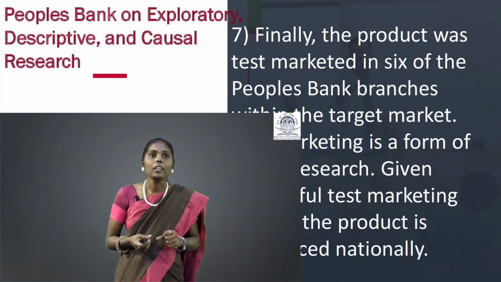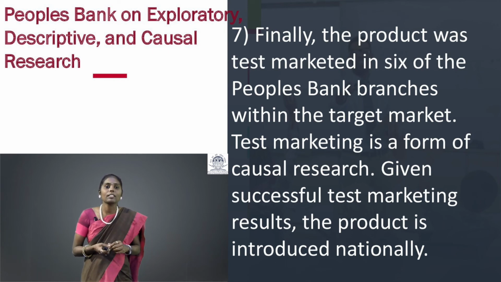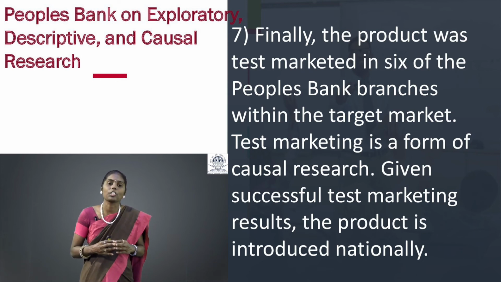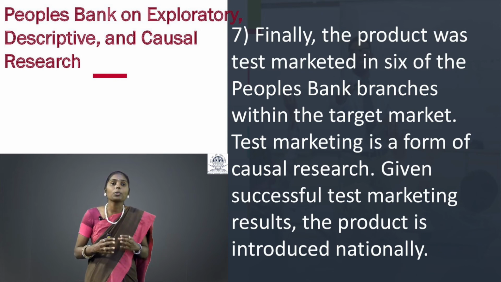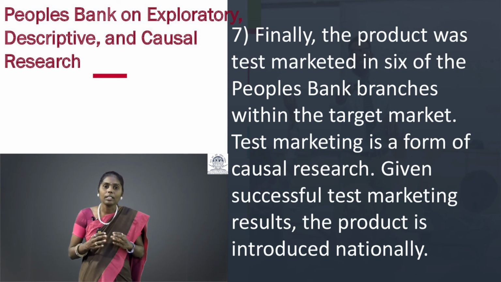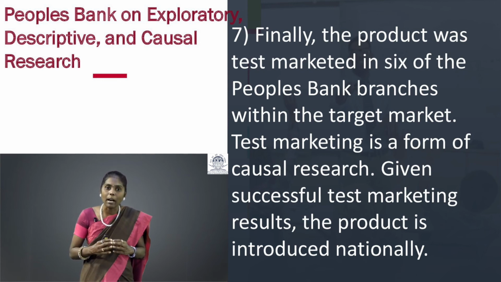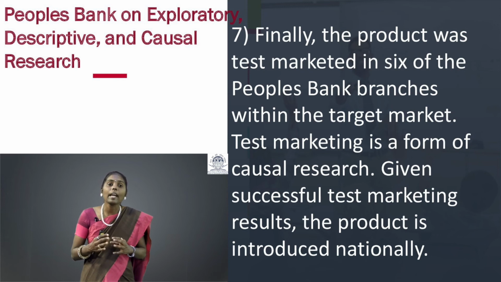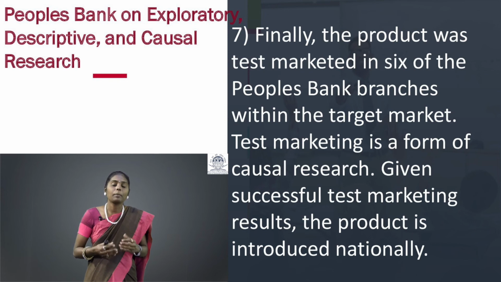Right. So finally, the product was test marketed in 6 of the People's Bank branches within the target market. So test marketing is a form of causal research. Right. So they wanted to test before introducing this product across the country. They wanted to test whether the new product, if it is introduced in the market, will be attracted by the customers? Will it be accepted by the farmers? Will it be adapted by the new farmers?